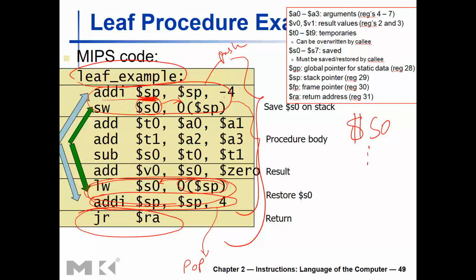So notice here the stack pointer is a special register. The RA is the return register for the subroutine.